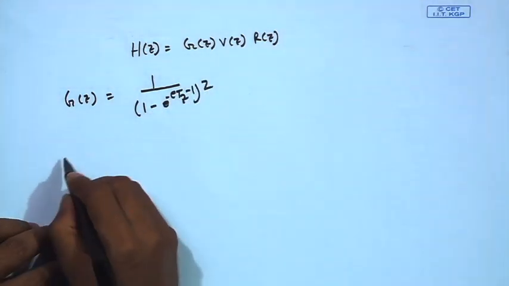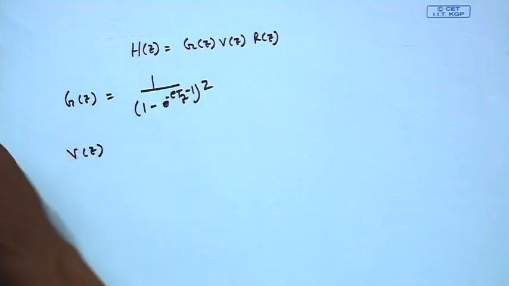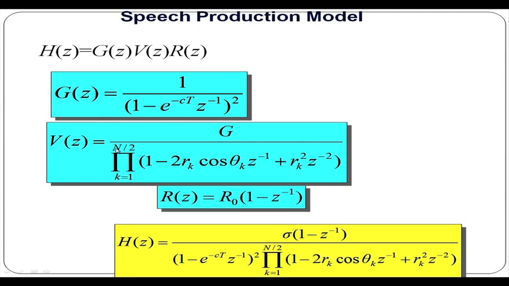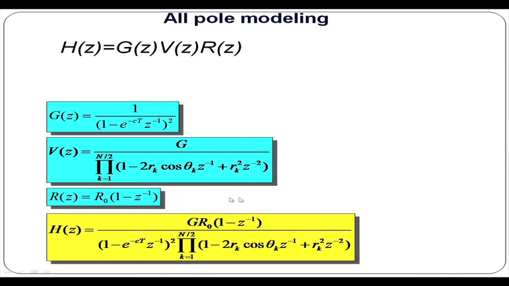Okay. And V(z), you have already seen, if there are N junctions, there is a product over k equal to 1 to N by 2, and this we have already derived. And radiation is nothing but R_0 into 1 minus z to the power minus 1, a one-zero model, which was derived for the radiation pattern. Now, if I multiply these to get H(z), and if I say that e to the power minus cT is equal to 1, where c is the velocity and T is the time period of the glottal pulse impulse, then the second order terms will be cancelled.